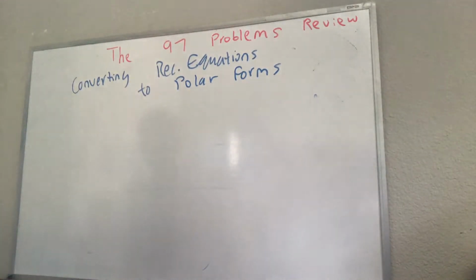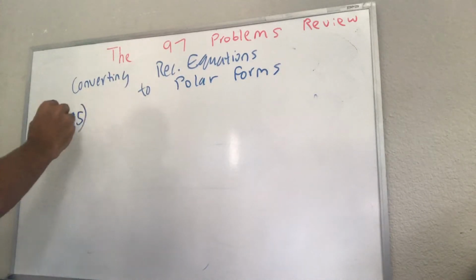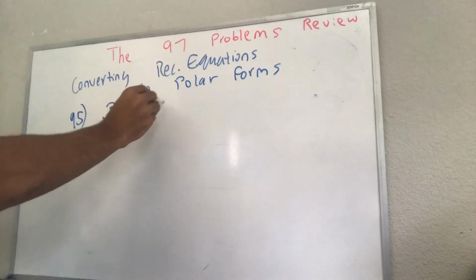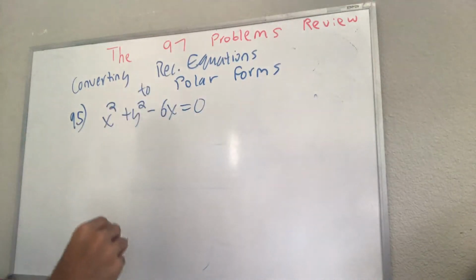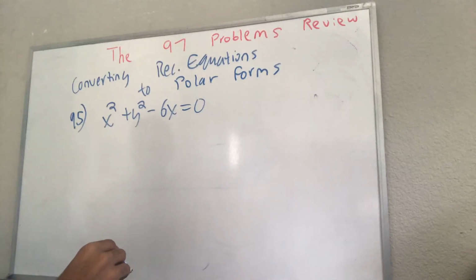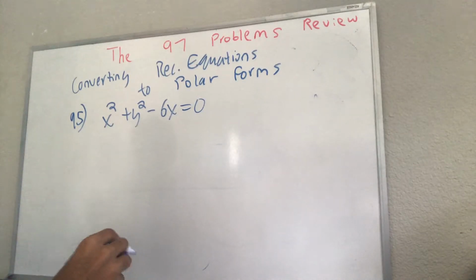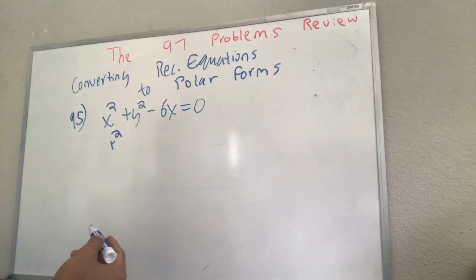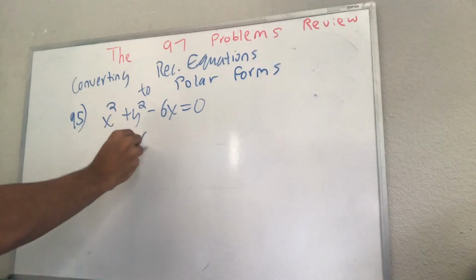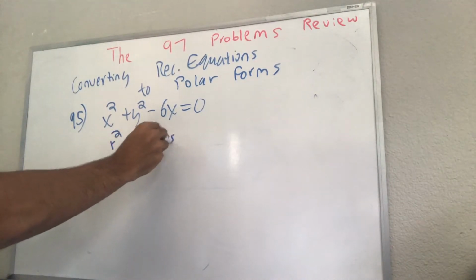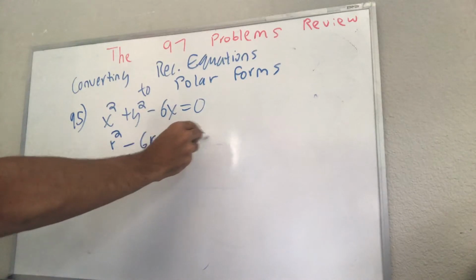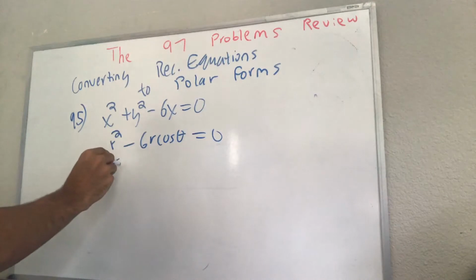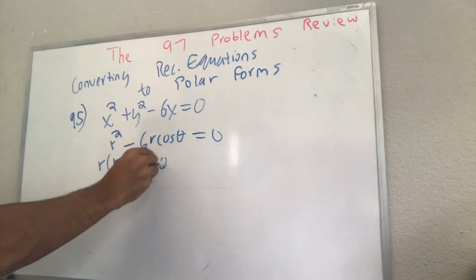So now I have question number 95. This is x squared plus y squared minus 6x is equal to 0. So let's just think about this. We know that x squared plus y squared is equal to r squared, so we can write this as r squared minus 6x. Well, x is just r cosine theta, so we can say minus 6 times r cosine theta. This should be equal to 0. Well, we can then factor the r out. So we have r times (r minus 6 cosine theta) is equal to 0.